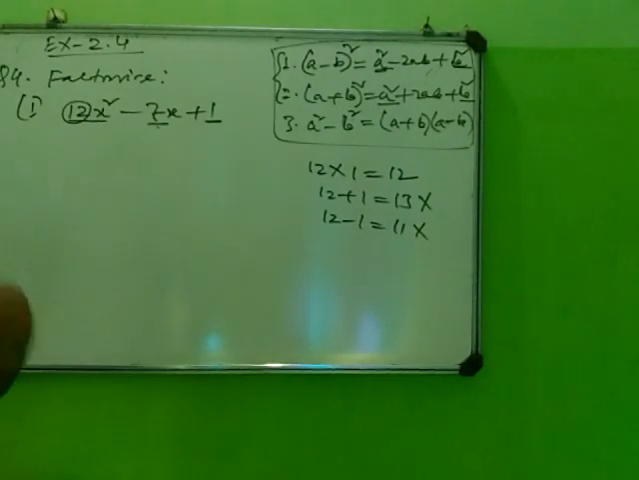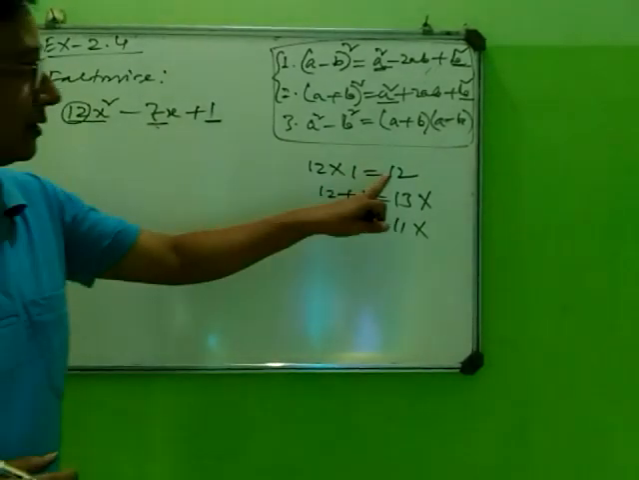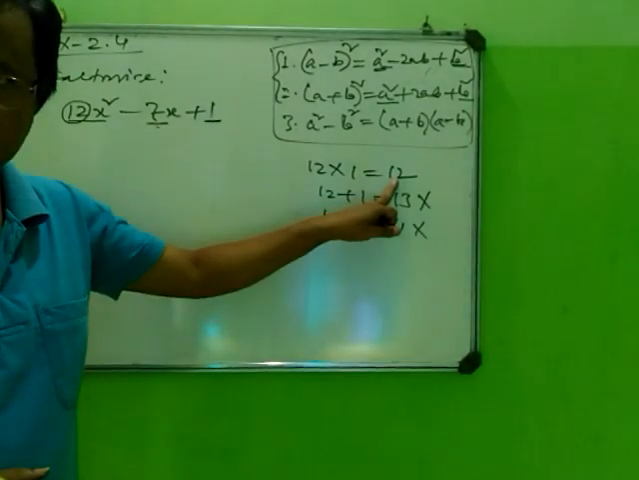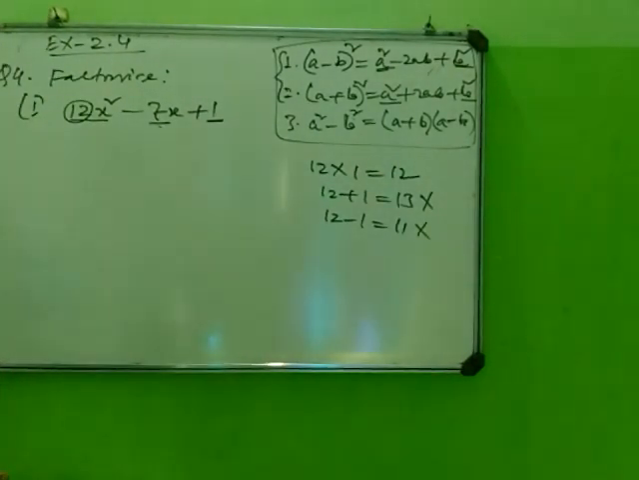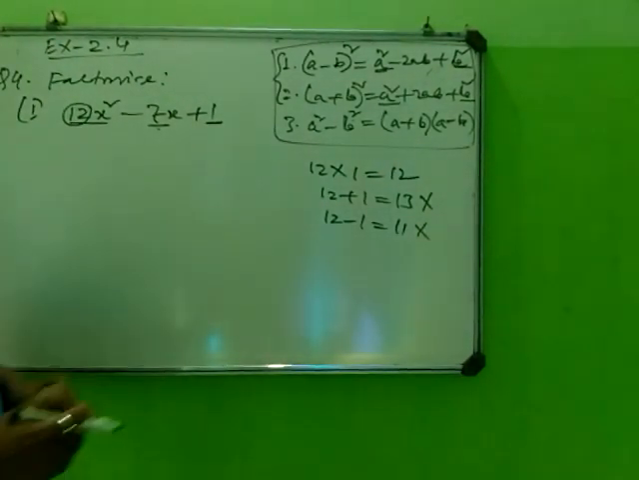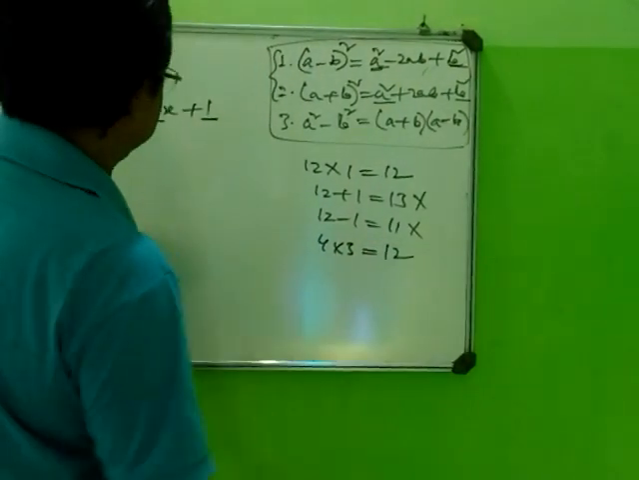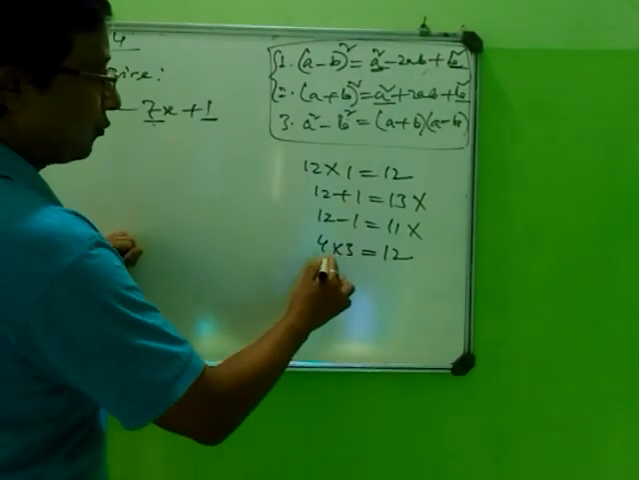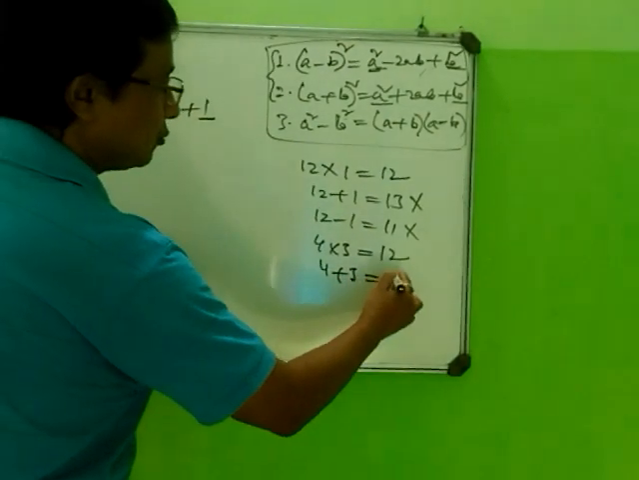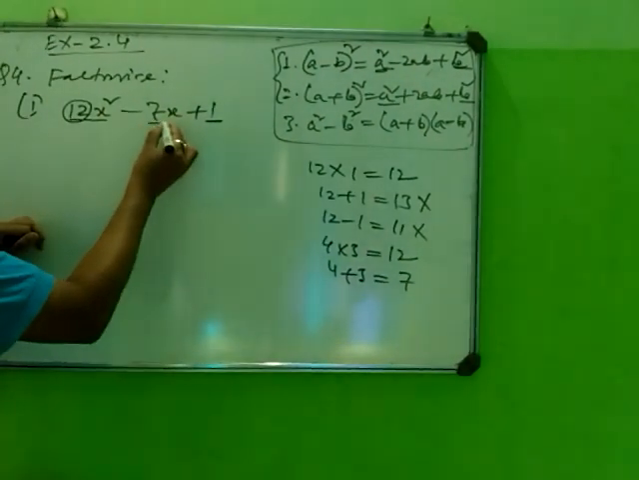Now you take a different pair so that you should get 12. 4 into 3 is 12, 6 into 2 is also 12. So 4 into 3, you took 12. Now you add these two. 4 plus 3, you got 7. So you have got here 7.